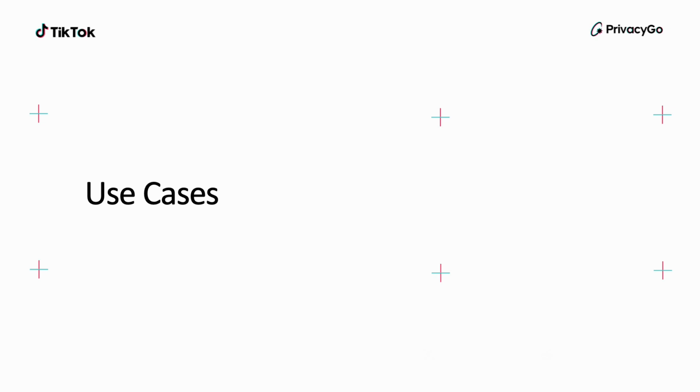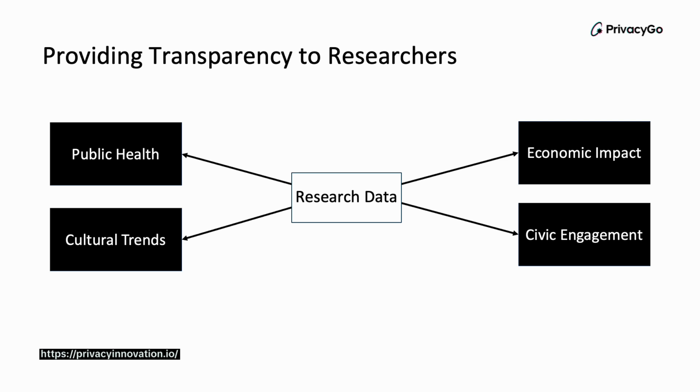Next, let's talk about some different use cases of our Data Clean Room project. Firstly, our project can be used as a trusted research environment for research analysis. Providing transparency is an important responsibility of organizations, especially for large social media and content platforms, as their data can be very valuable to many public domains, such as research in public health, cultural trends, economic impact, and civic engagement.